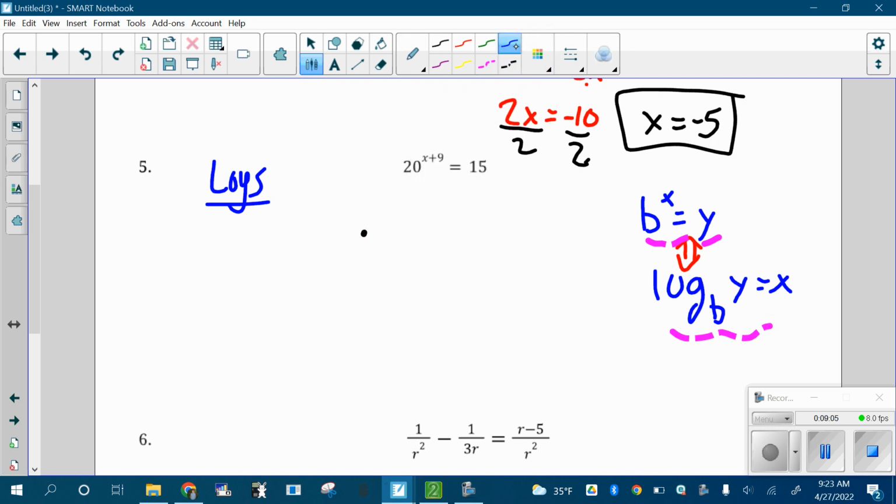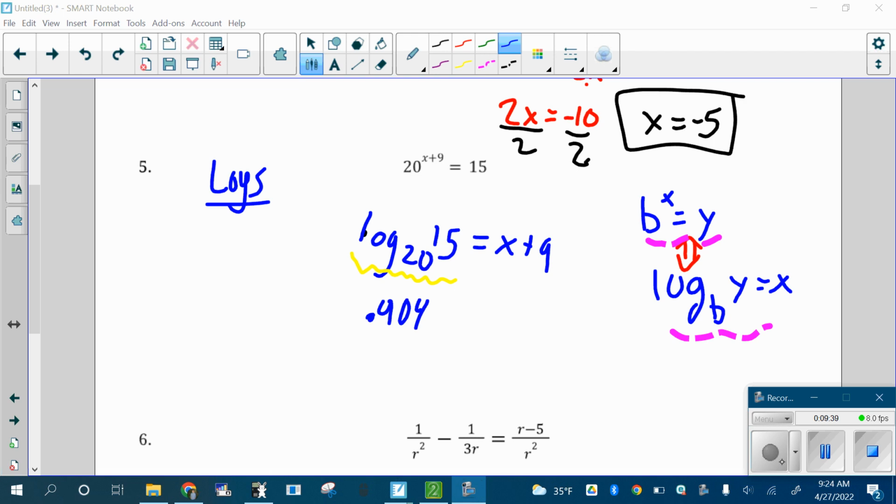Okay? So I'm going to have a log. The base of my log, if you look at our little pattern, is going to be 20. The argument is going to be 15, and on the other side is going to be x plus 9. Remember that log base 20 of 15 is a number. 20 to what power is 15? I don't know what this number is, but my calculator does. So grab your calculator and type that in, please.